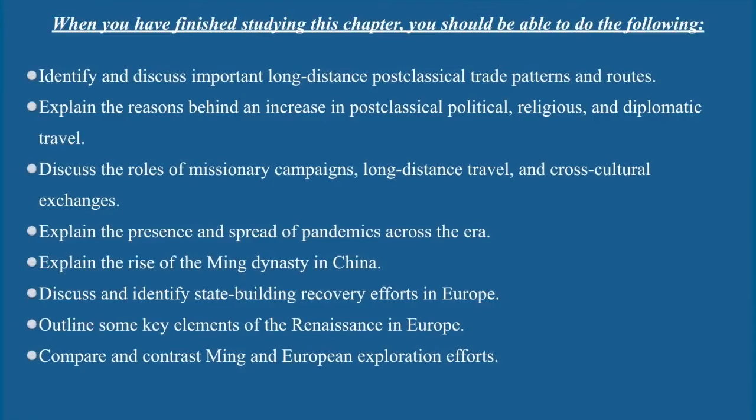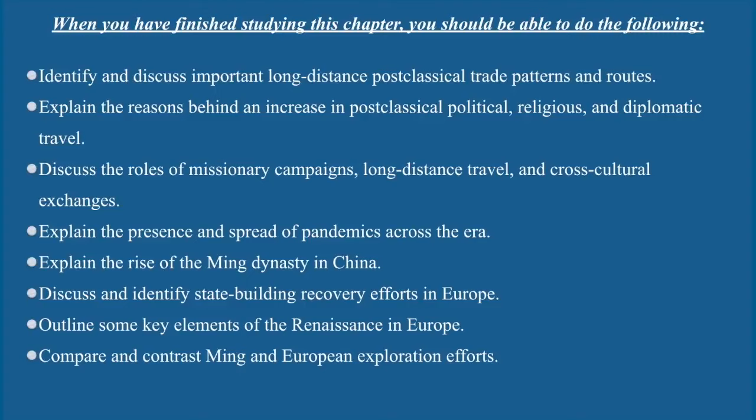So we've made it to the end. When you've finished studying this chapter, you should be able to do the following. Identify and discuss important long-distance post-classical trade patterns and routes. We started that and talked about it; that was the first slide. Next, explain the reasons behind an increase in post-classical political, religious, and diplomatic travel. What were some of the reasons they wanted to wander around, and why were they political, religious, diplomatic? What were the Europeans and the other Eurasians doing traveling around?